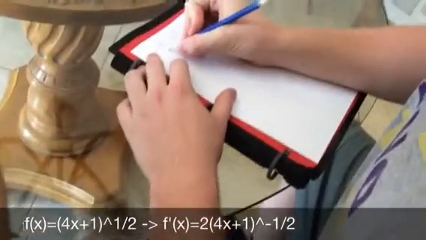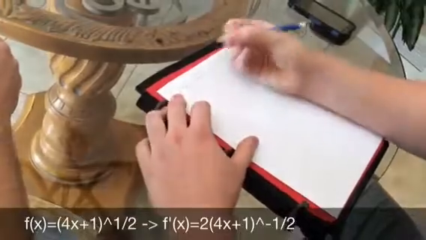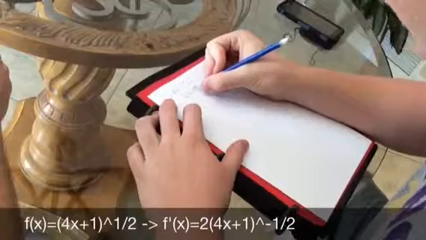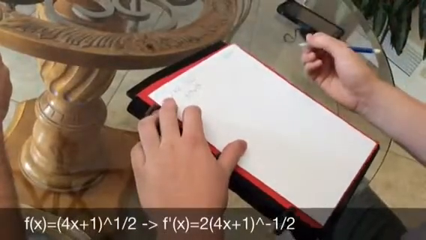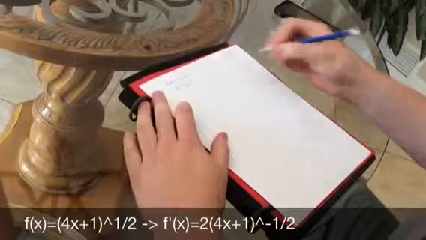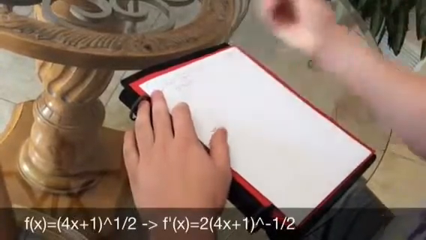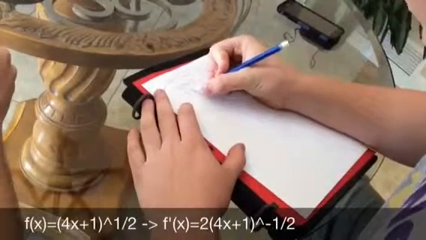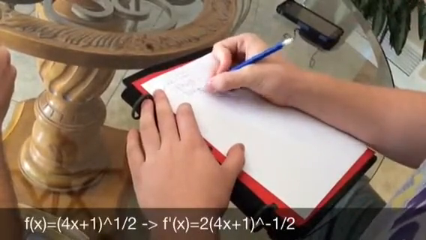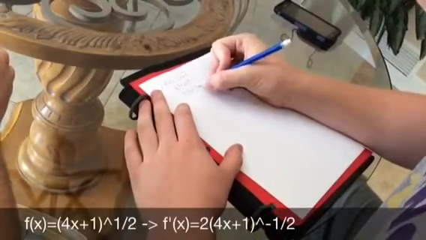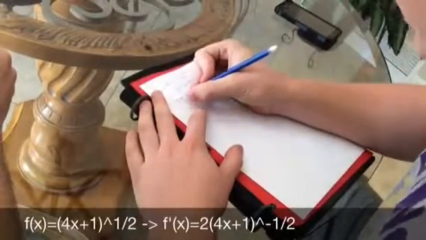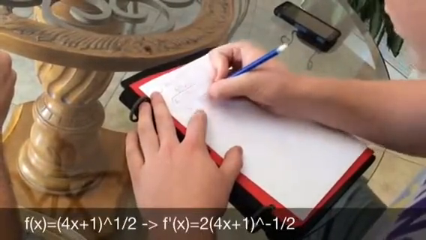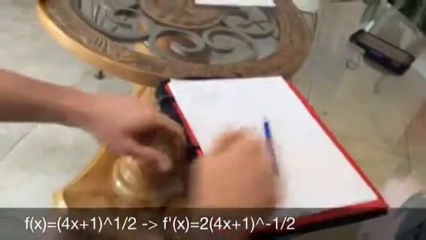Alright, so bring down the 1/2 because of the square root. Then you get 4x plus 1, and you subtract 1/2. Oh, don't forget that chain rule. Oh, you're right. You multiply the 4, and that equals 2 times 4x plus 1 to the minus 1/2. And then that's your answer. Alright, well done.